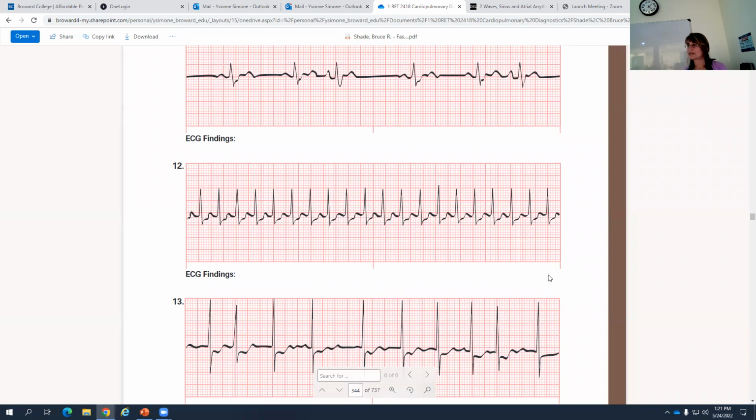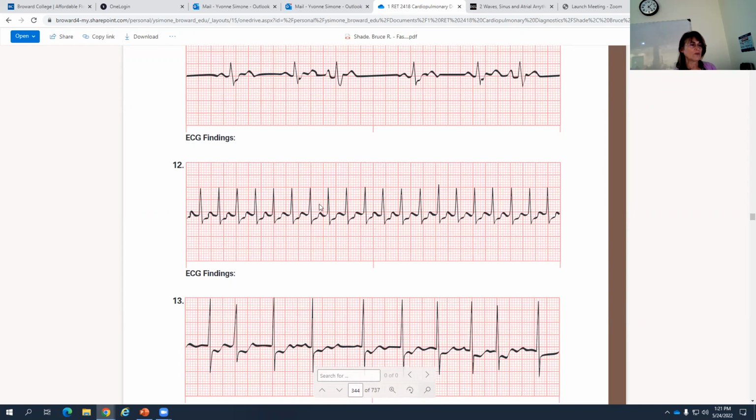We see that the QRS is normal. So we know that it conducted through the AV node into the ventricles normally. But somewhere up in the atria, it's generating really fast impulses. So that's why we call it supraventricular. It started above the ventricles and it's really fast, tachycardia. So supraventricular tachycardia, SVT. Page 316, number 15.